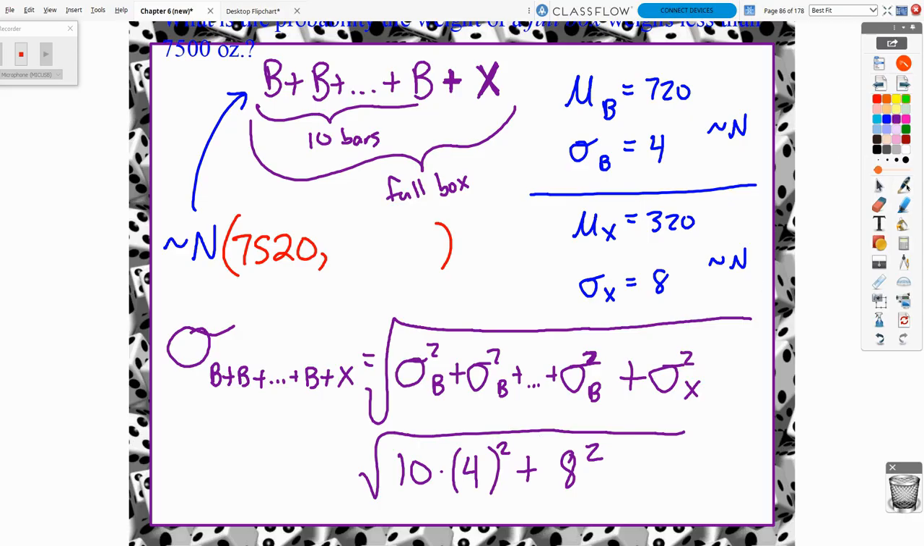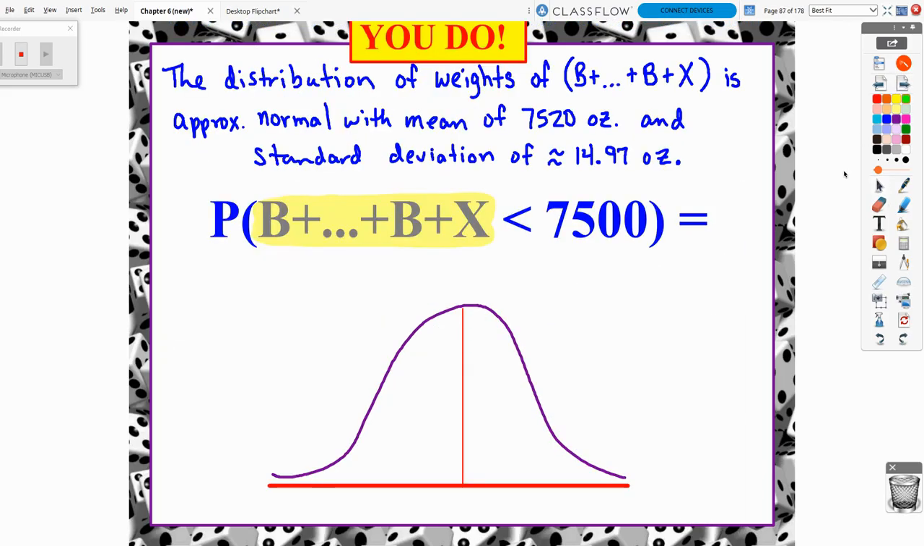So now let's see, what's that going to come out to be? Let me get some space in here. So this is 10 times 16, plus 64. That's 160 plus 64, which again, is the square root of the whole thing. Square root of 224. Square root of 225 is 15, so this is like 14.9 something. All right. I'm going to show you on the next screen what that really comes out to be. But there's the standard deviation of the entire box of 10 bars. So now, 14.97, there we go.